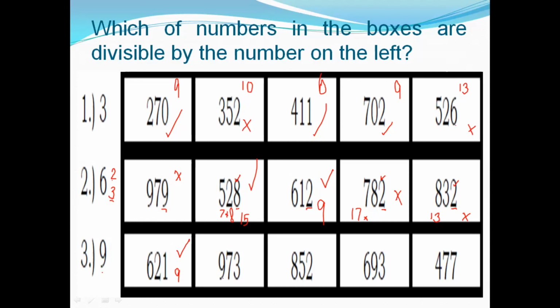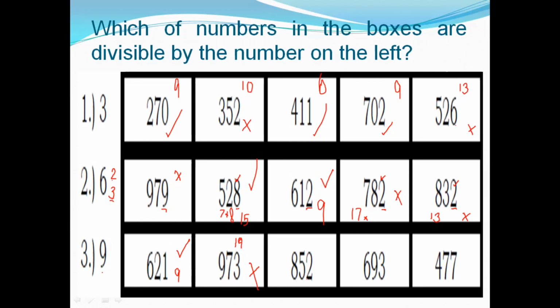Next given. 973. 9 plus 7 is 16. Plus 3, we're going to get the answer. 16 plus 3 is equals to 19. Correct? 19. So, 973. So, is 19 divisible by 9? If we skip count 9, 9, 18. Oh, sobra na siya. So, this is not divisible by 9.